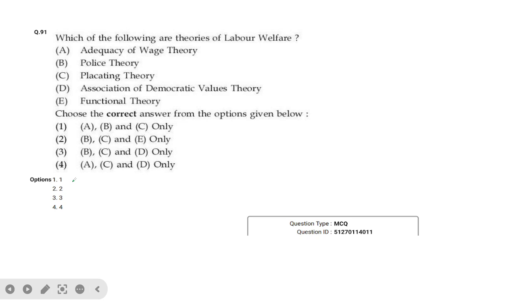Question number 91: which of the following are theories of labor welfare? Adequacy of wage theory, police theory, placating theory, functional theory, association of democratic values theory. Adequacy of wage is not a theory, it's a principle. ठीक है? This is also not a theory. The theories are police theory, placating theory and functional theory, B, C and E. That is option 2.